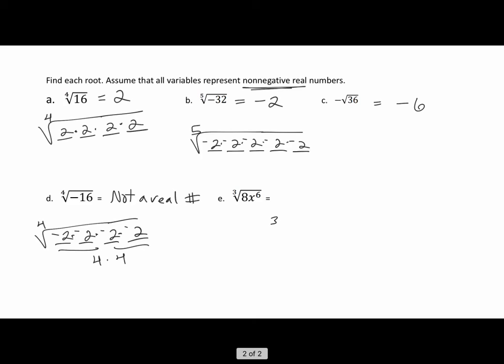So, example E, the cube root of 8x to the 6. So we're looking for something that multiplies 3 times to be 8x to the 6. So 2 times 2 times 2 is 8, and then we need a base x. 6 divided by 3 means that these should all be x squared, because 2 plus 2 plus 2 is 6. So the cube root is 2x squared. That's the cube root of that number.